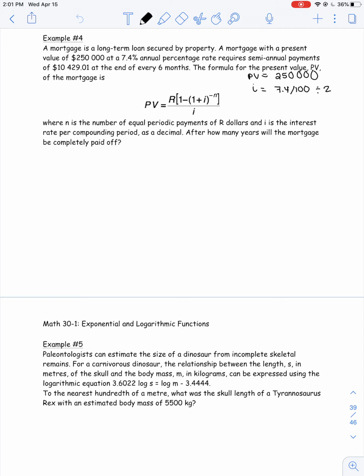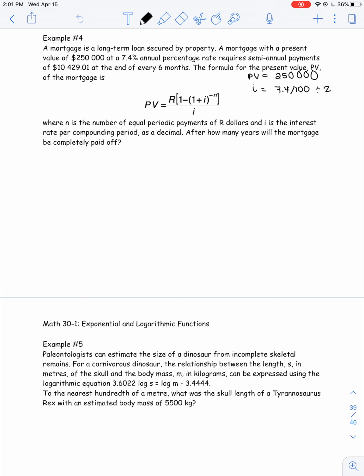Example number 4, a mortgage is a long-term goal secured by property. So we know the present value is $250,000, so I've written that to the side, and I know the interest is 7.4%, which we're always going to divide by 100. And then in this case, we know that the rate requires semi-annual payments, so we're dividing by 2 as well to get our I value.